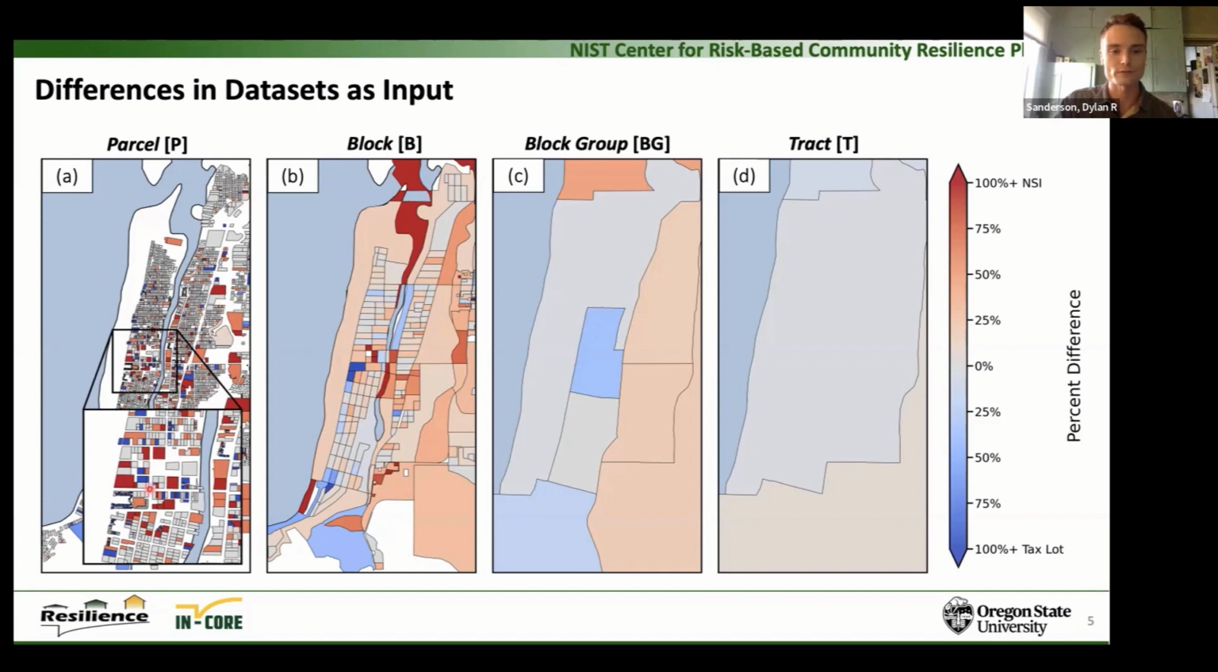At the parcel level, you can see there's some gray in here with some red and blue spots sprinkled throughout. At the block level, there's a lot of red here where there are more NSI points, with some pieces along the coast where there are more tax lot points than NSI. At the block group level, things start to get gray, so pretty good. And then at the tract level, things are pretty comparable, around plus or minus 10% or so in this difference.